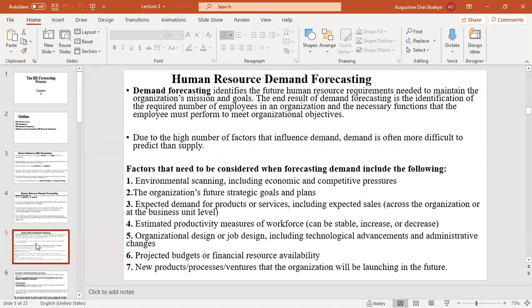Now, some of the factors include outcomes of one's environmental scanning, including how the economy is doing, how the pressures within your environment are. It could also be some features of the organization, predominantly the strategic goals or objectives or strategic plans of the organization, which can also be construed as another factor that needs to be considered when you are making any sort of HR forecast. Then expected demand for your product or services.